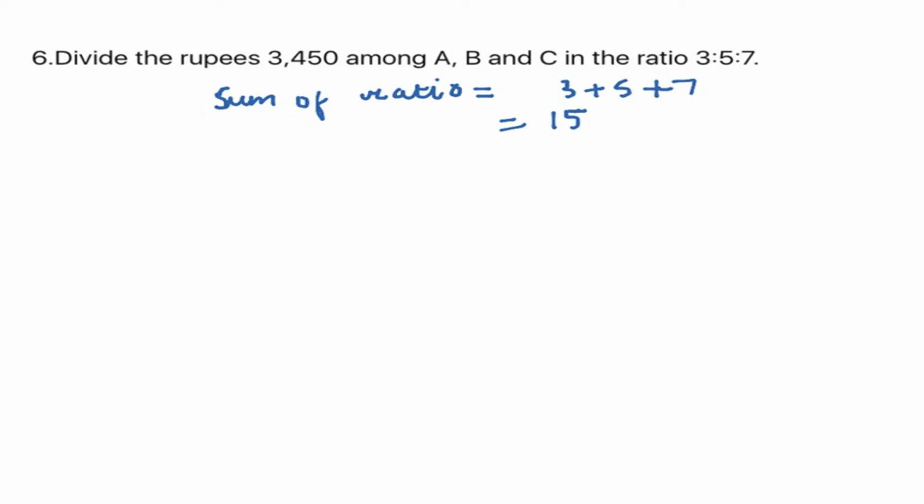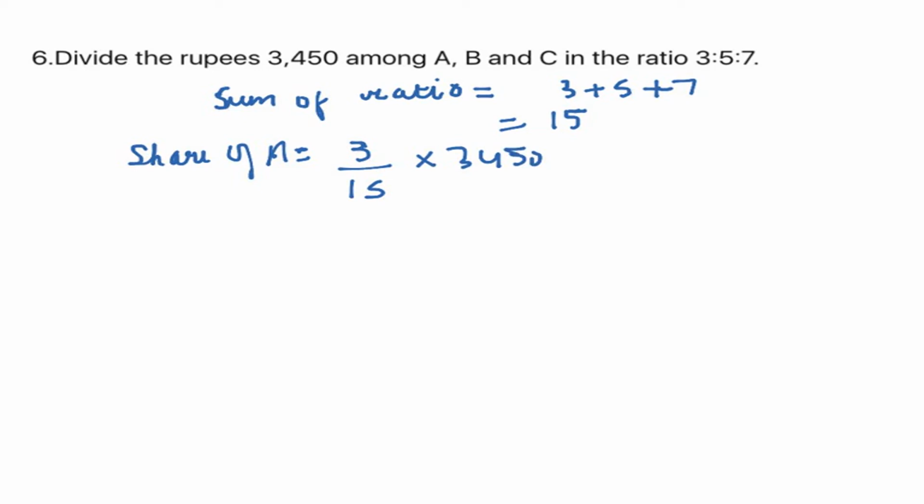If we don't find the sum of the ratio, we could not tell how much A, B and C will get. So to do this type of question, first of all we find the sum of the ratio. Now we can tell the share of A will be 3 parts of the whole, that is 15, and we are dividing the amount of 3450, so we will multiply it with 3450. Now we can calculate this equation.